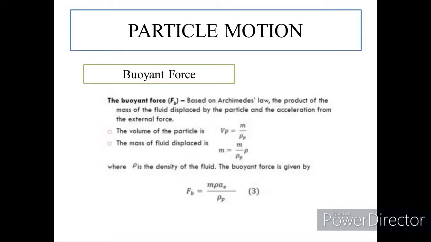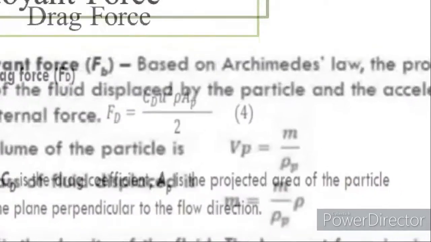Since one of the forces acting on the body is the buoyant force, the buoyant force, based on Archimedes' law, is the product of the mass of the fluid displaced by a certain particle and the acceleration from the external forces. So, given on your screen is the formula for the buoyant force.